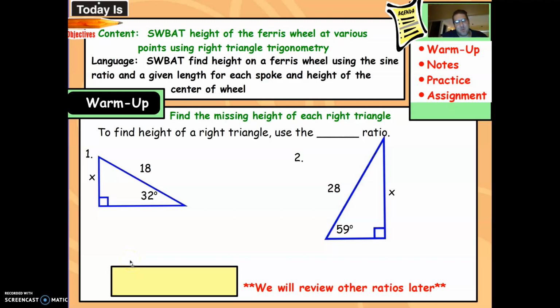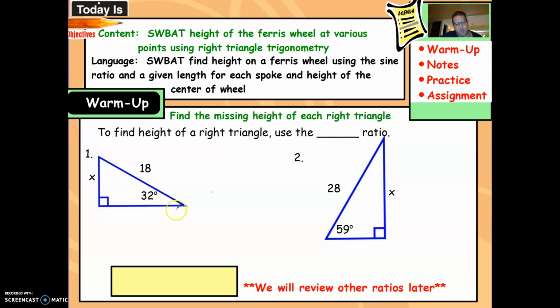This is Unit 3, Topic 1, SLT number 1, and we're starting our trigonometry. In this video, we're going to find the various heights of different points on a Ferris wheel, which we have to use our trigonometry in order to figure out the height of that spot.